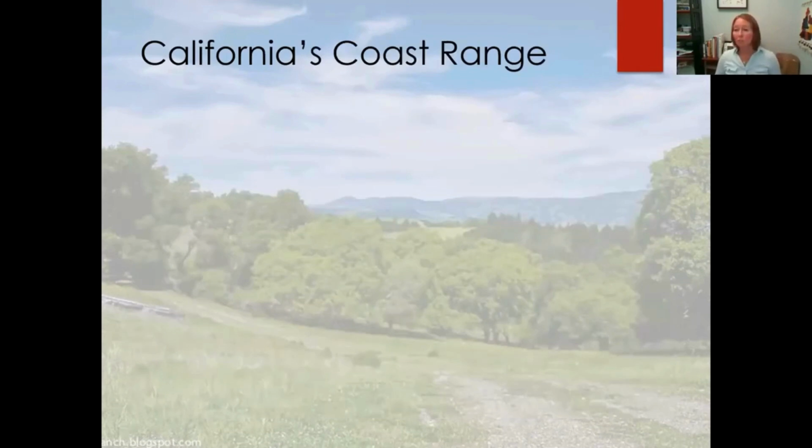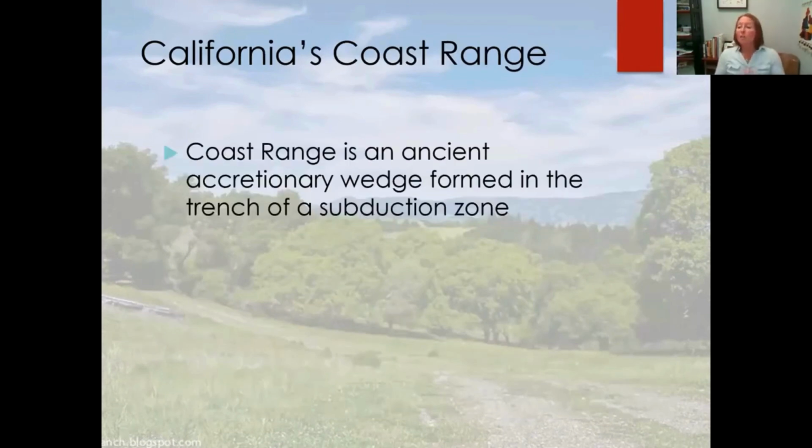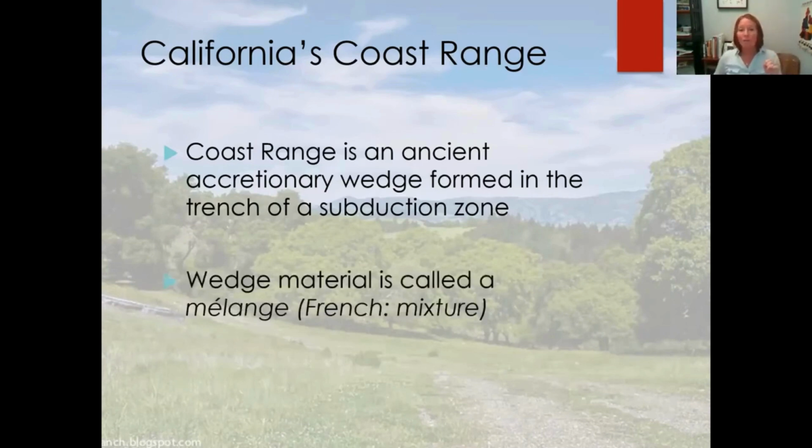Okay, so let's look at the Coast Range. We know that the Coast Range is an ancient accretionary wedge that was formed in the trench of a subduction zone. Remember that the rocks that make up an accretionary wedge come from the ocean floor. We call this material, the deposit itself, a mélange. It's a French word that means mixture. So when we talk about a mélange, we're talking about this accretionary wedge, this mixture of rocks that got scraped off that ocean floor.